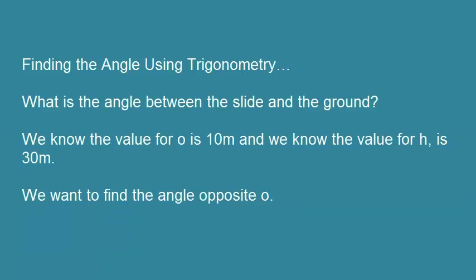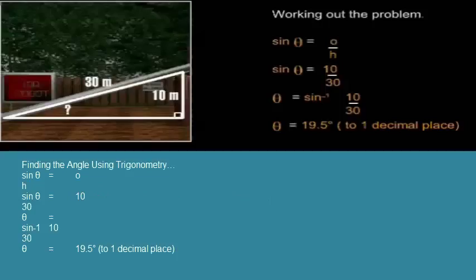A large children's slide is 30 meters long and is 10 meters high. What is the angle between the slide and the ground? We know the value of O is 10 meters and we know the value for h is 30 meters. We want to find the angle opposite O.